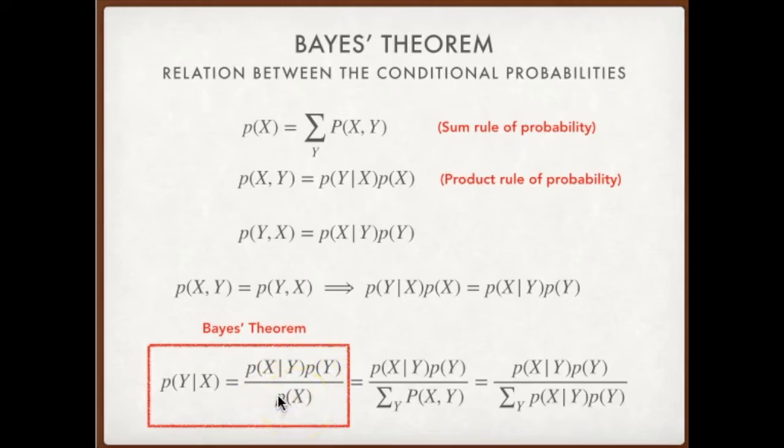Now we can invoke the sum rule in the denominator to expand the marginal as p of x is equal to summation over y of the joint probability p of x and y. And in this denominator we can invoke the product rule to arrive at this equation. We will frequently revisit the Bayes theorem during our discussion of machine learning algorithms, but we'll stop now and look at some applications of the knowledge of probability gained so far.